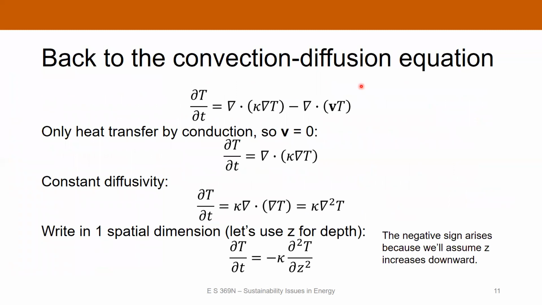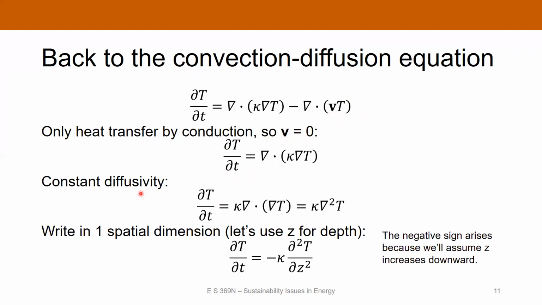And we'll go back to the convection diffusion equation. So here it is here. First assumption, we're going to say heat transfer only occurs by conduction. This means that we're going to ignore the motion of the conducting medium. So your velocity vector is going to be 0 everywhere. So this term goes away, and we're just left with this term here.